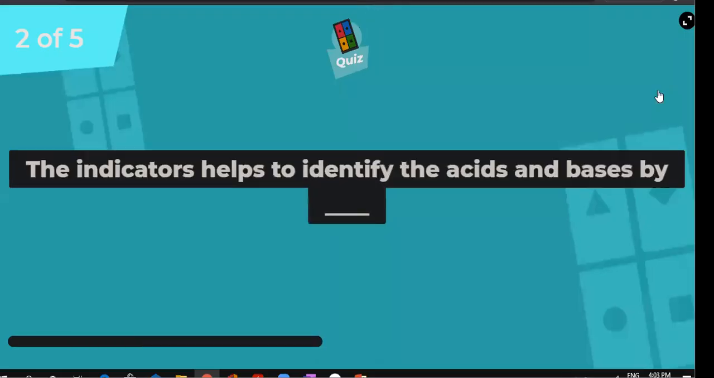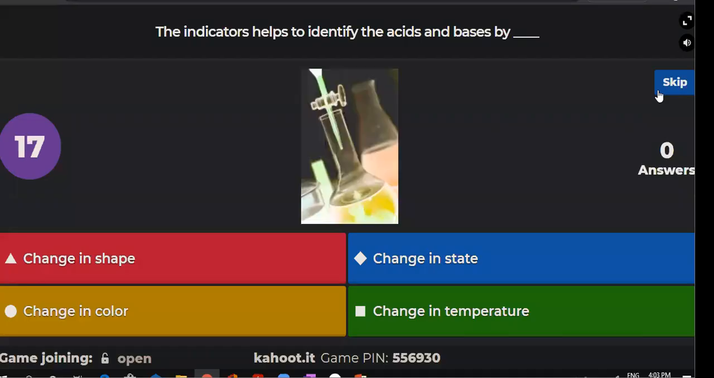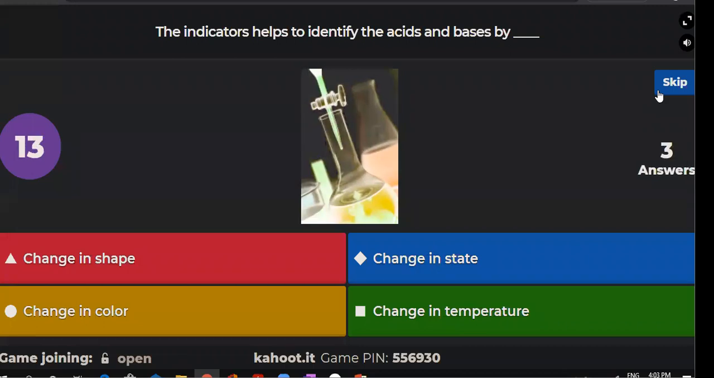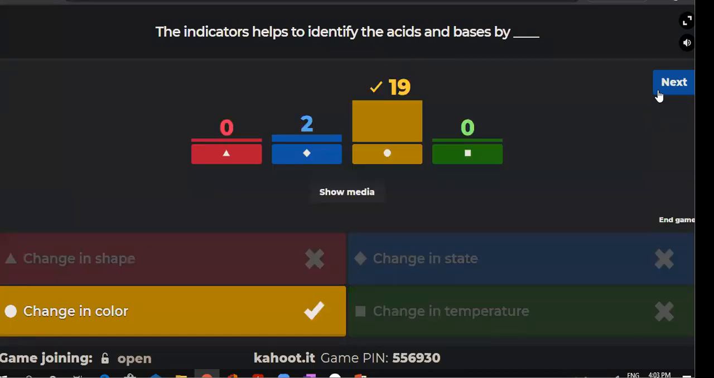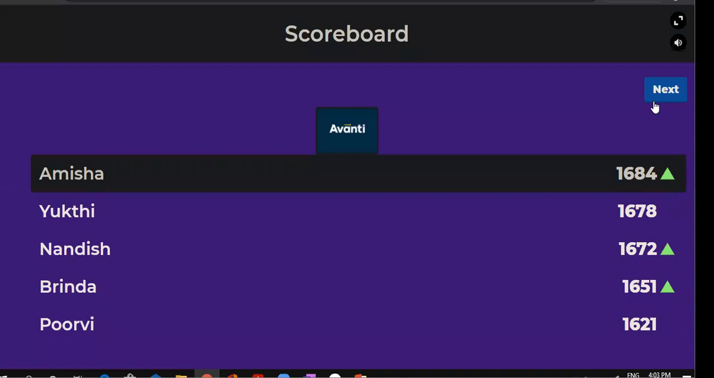The indicators help us to identify acid and bases. True or false? Okay, no, it is by change in color, not change in shape, state or temperature. It's easy. We just discussed this, right? Okay, 19 have corrected. Very good. See the scoreboard? Wow, Amisha got first position. Very good, Amisha. Abhinav is not in the game now. Let's see.